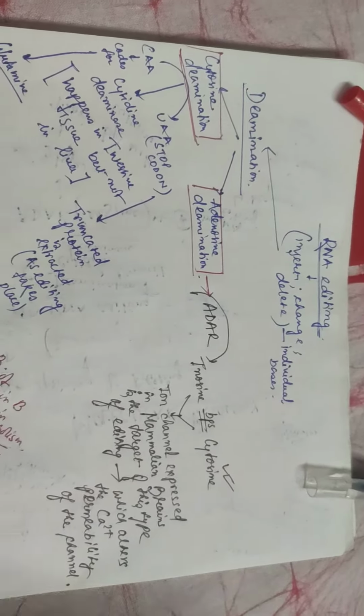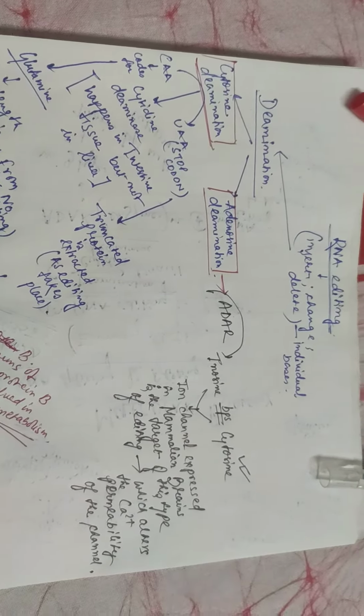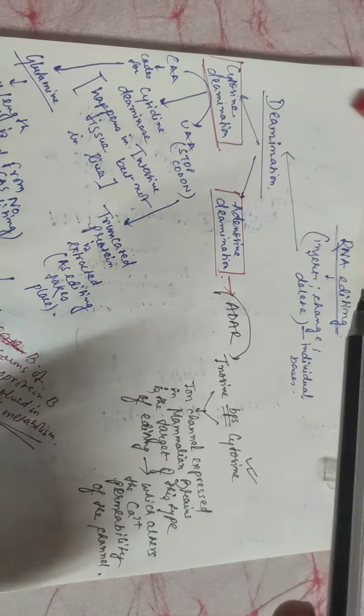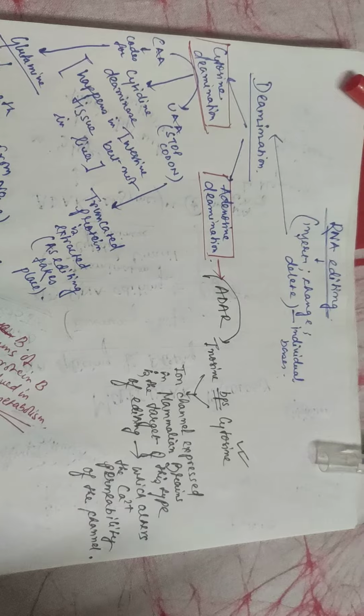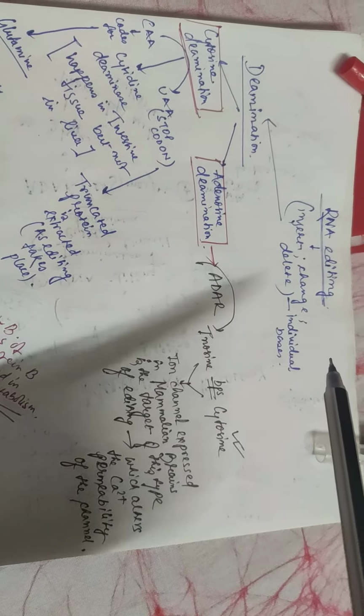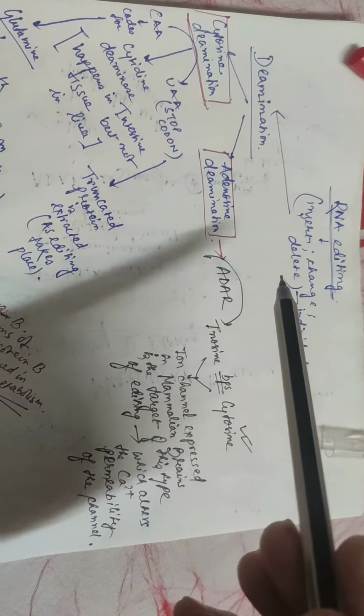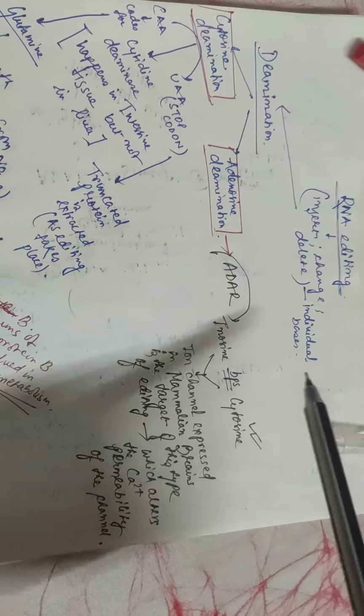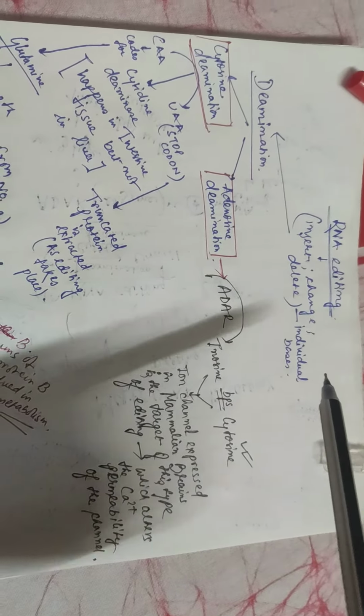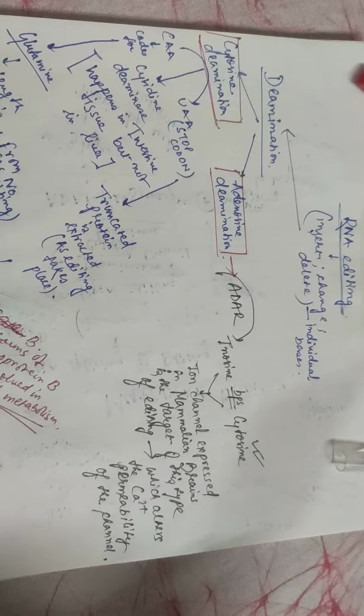So we have already seen in my previous video the process of editing which occurs via deamination. Let me revise once again. What is RNA editing? How is it done? Insert, change, delete a particular base. What are the mechanisms by which editing happens?